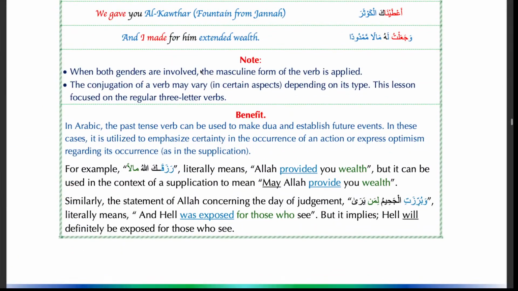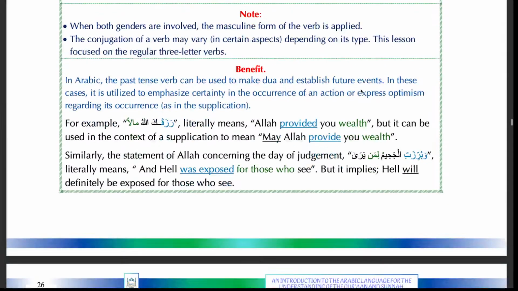Note: when both genders are involved, the masculine form of the verb is applied. That is clear, right? The conjugation of a verb may vary in certain aspects depending on its time, like what we explained on the board. You get some slight variation depending on the type. The general principle of the conjugation is the same. What might change for the present tense is just whether it's a dhamma or a fatha. The ending is the same. That's generally what's going to change, right?